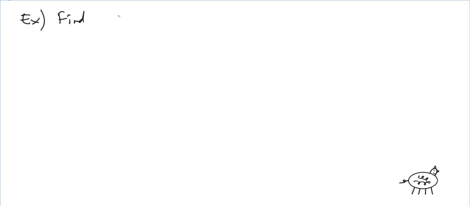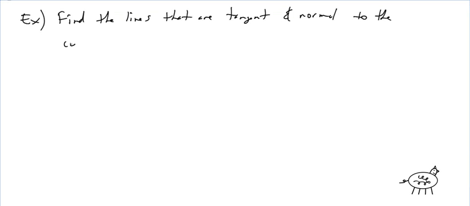Find the lines that are tangent and normal to the curve 2x squared y minus 3x squared plus y cubed equals negative 3. Again, it's brutal looking, but using implicit differentiation makes it so much nicer. And I want you guys to find the lines at (2, 1).